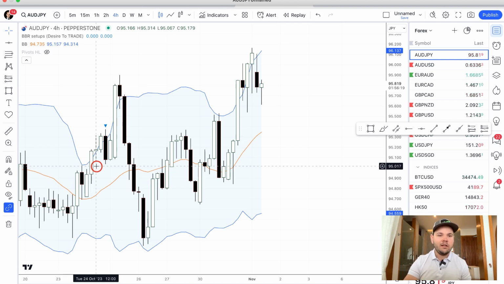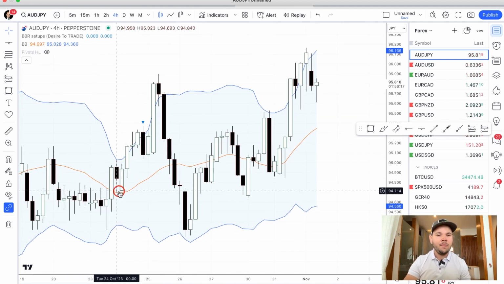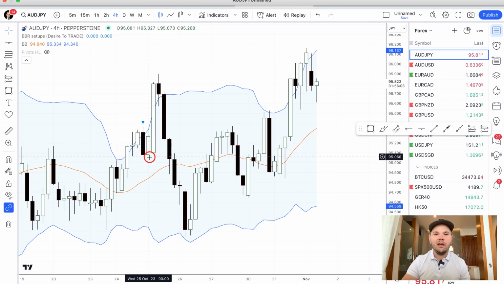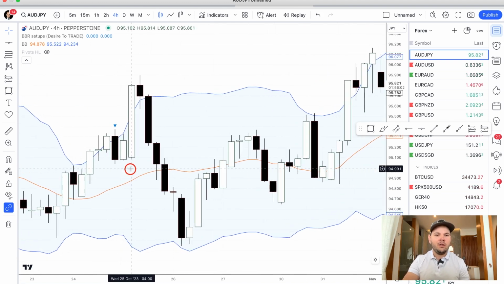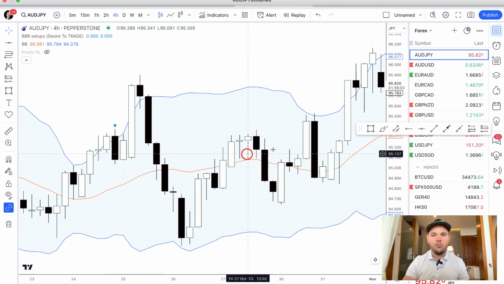So in case you didn't know, this setup is basically, very simply, a break of the Bollinger Band, an engulfing candle to come back within the band, and that makes me believe that we'll have a reversal in the market. We'll have price coming back down the other way, and so I would like here in this case to go short. But I want to make sure I have continuation.